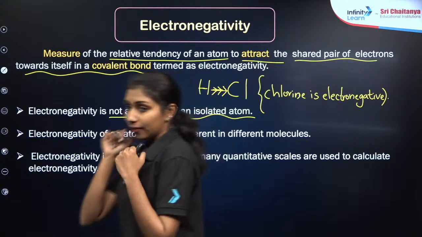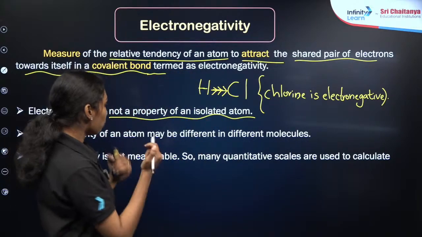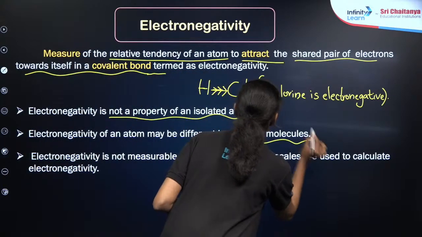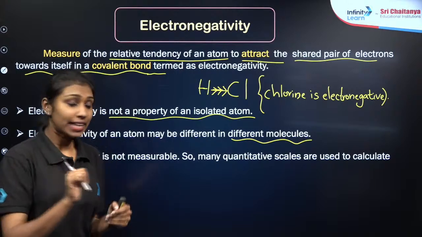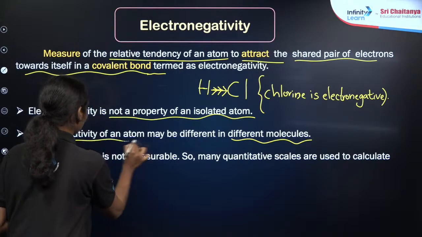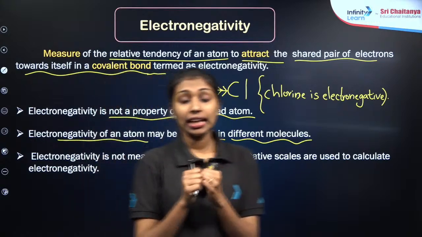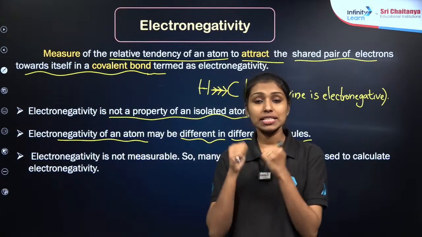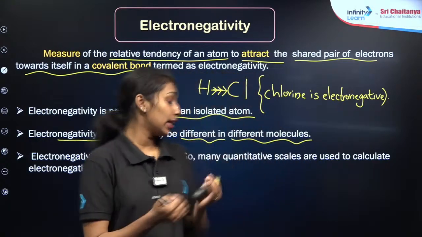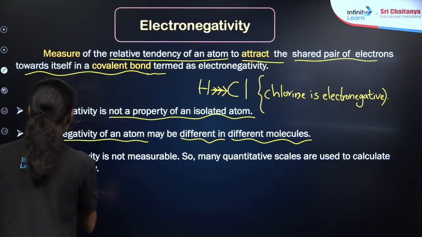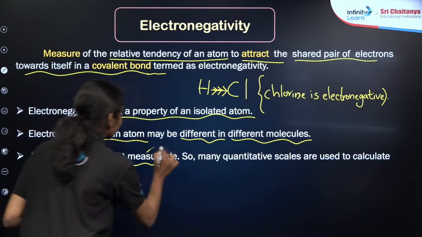If we consider different molecules, the electronegativity of an atom will be different in different molecules. So we can say that this cannot be measured, which means it has no particular unit. Electronegativity is not a measurable property. We can say that it is a unitless quantity.